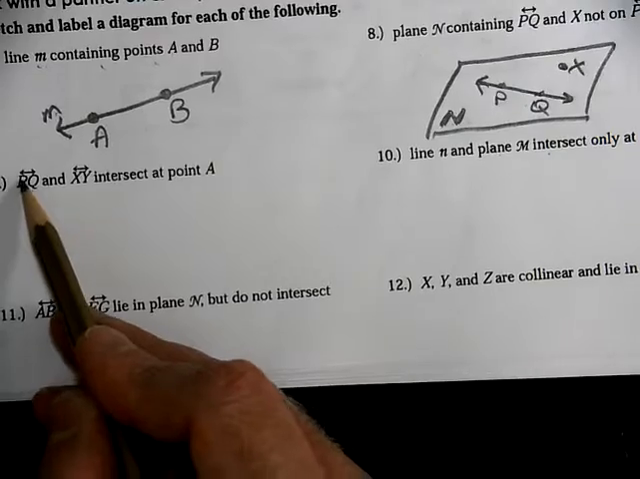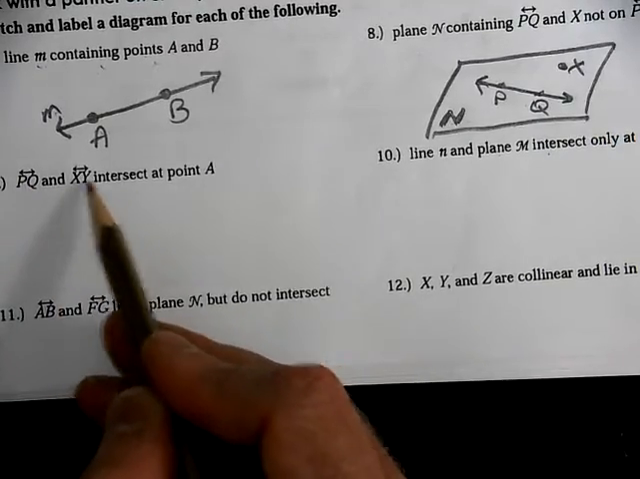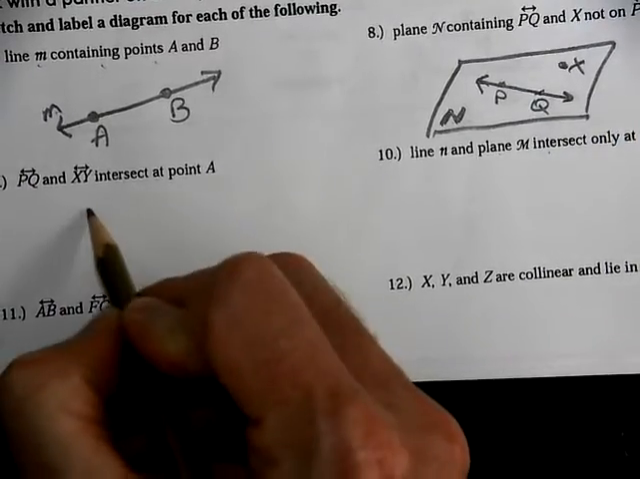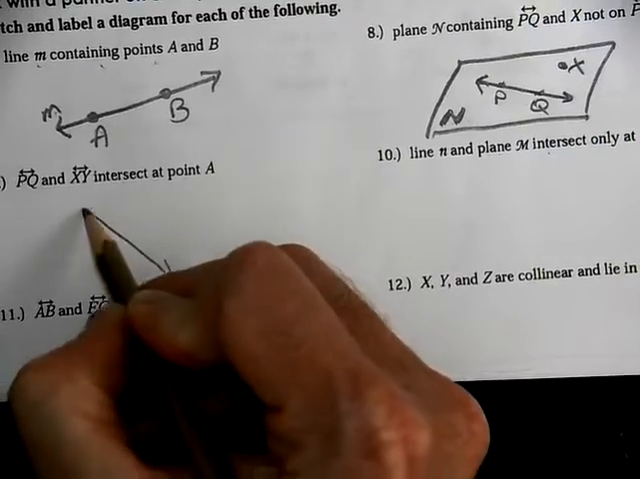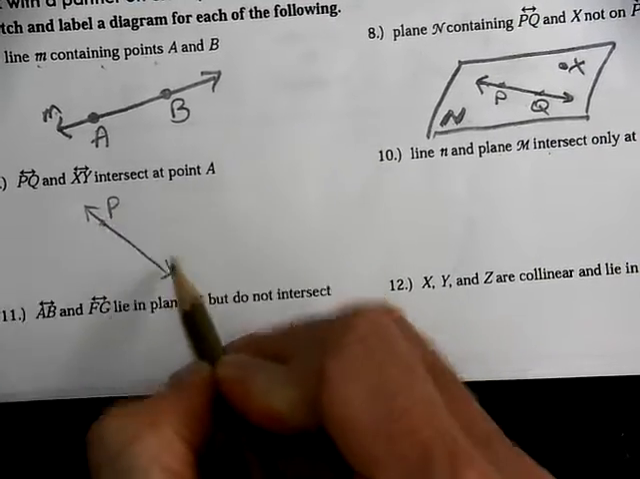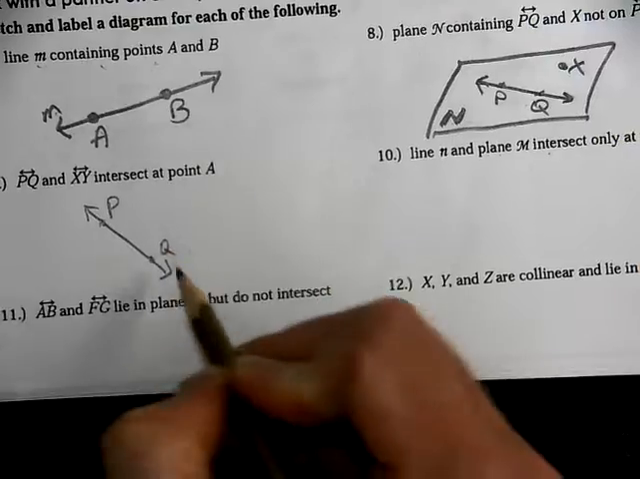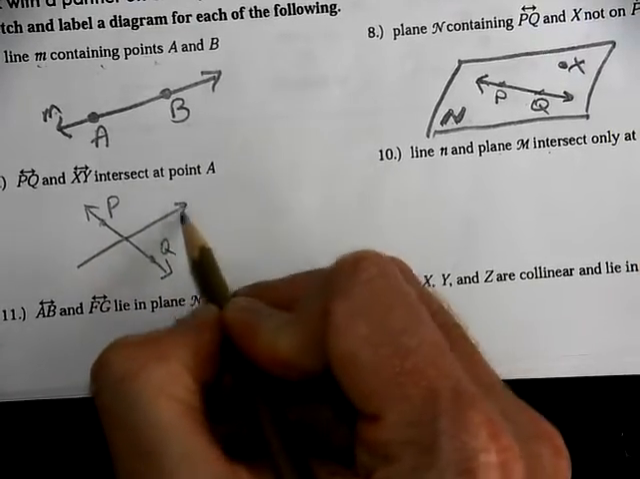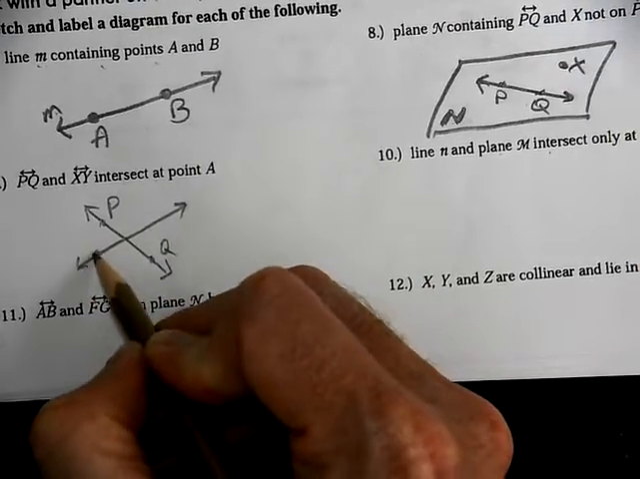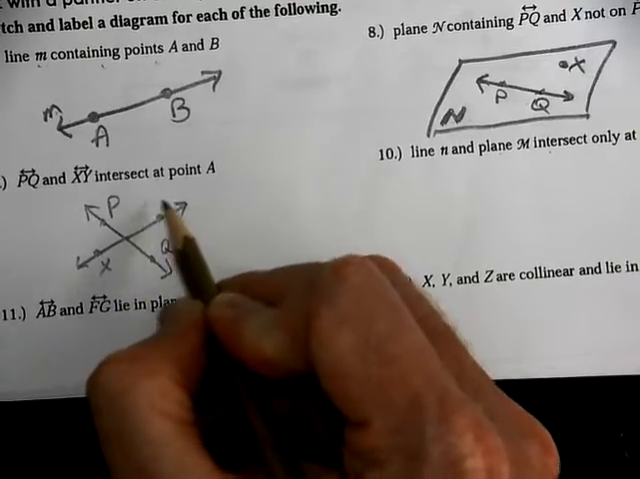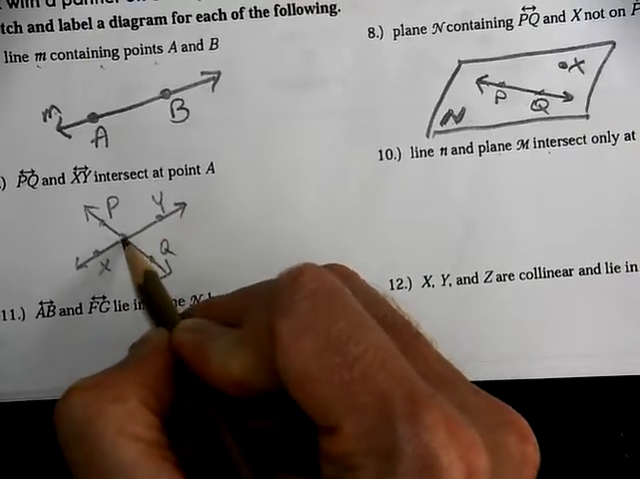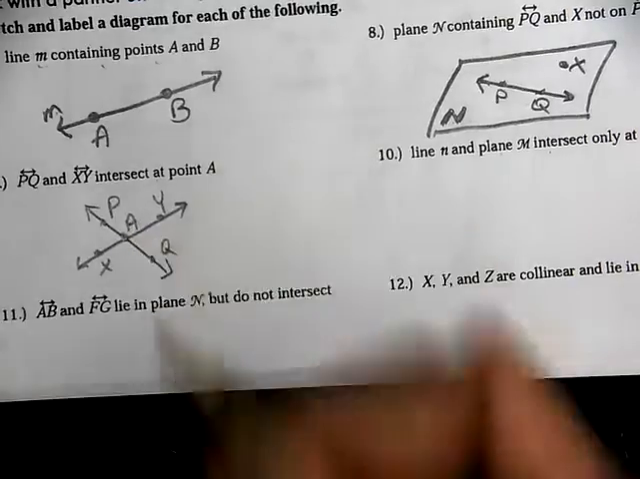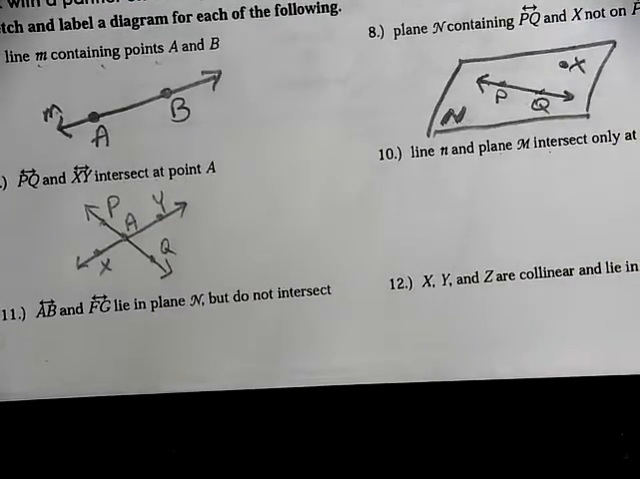Here we have line PQ and line XY, and they're going to intersect at point A. So we have P, Q, X, Y, and they're intersecting at point A.